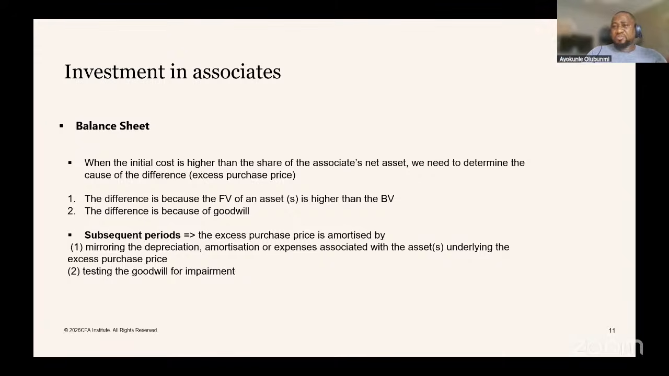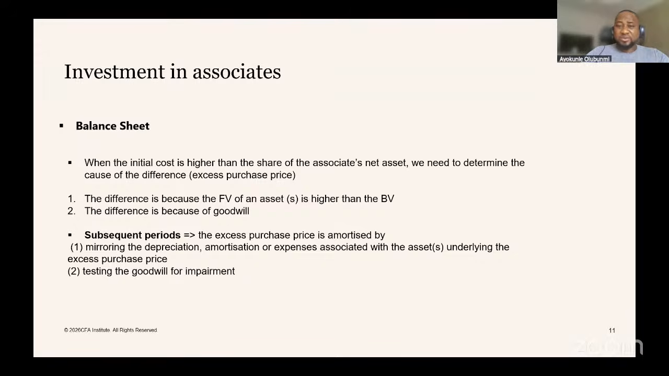But oftentimes you realize that the amount that has been paid is higher than the book value of that company's net assets. So you can have a company whose book value is, let's say, 100 million, but you're actually paying 40 million for a 25% stake, right? So that means that you are paying 15 million excess on the book value of that particular company. Now, what are the conditions that can lead to you paying above the book value?